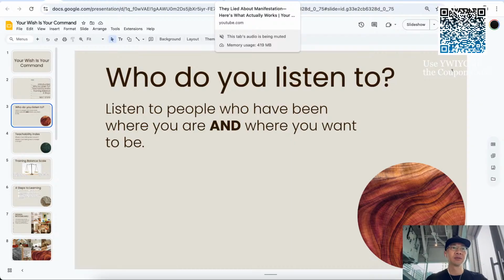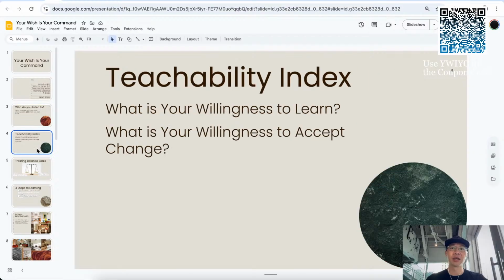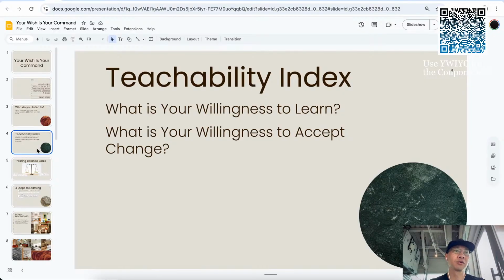The next lesson is a very powerful lesson. The next lesson I'm going to talk about is the teachability index. It's a very, very hard lesson for most people to take because it's going to challenge you a lot. It's going to definitely challenge you a lot. The next lesson is the teachability index, or the coachability index.